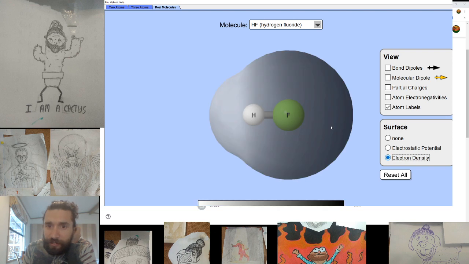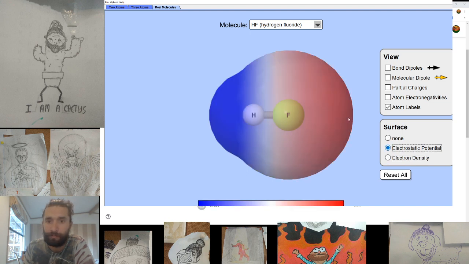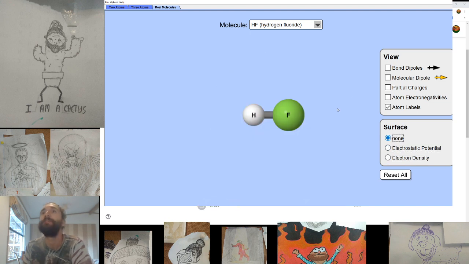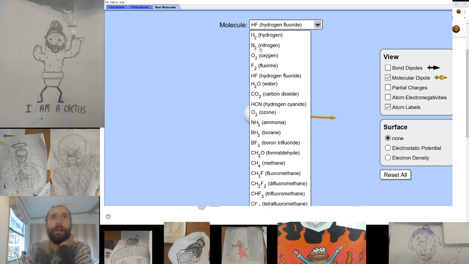Here's an electron density map of it. So this is where the electrons are more likely to be, by the fluorine and the hydrogen. Same thing. What you would do is draw the bond dipole like that. And because that's the only bond dipole, there's only one bond, the molecular dipole is also the same, just to the right. Because it has a molecular dipole, it is polar. So anything with a molecular dipole is polar.